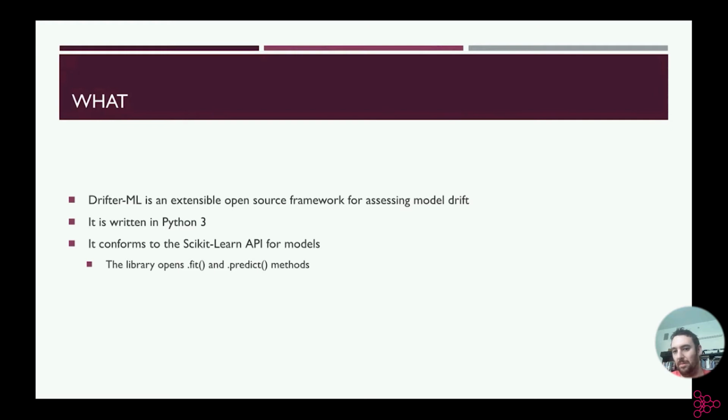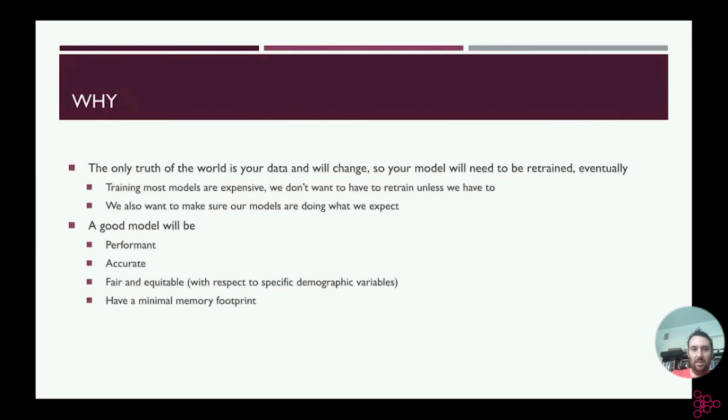So a little bit about model drift. The only truth of the world is that your data will change. It's going to. So your model will need to be retrained eventually. There are some rare exceptions to this. If you're dealing with closed loop systems, these are systems where you completely control the variables. There's nothing outside of the system. It literally is just going to do the same thing within a very specified set of parameters every single time.